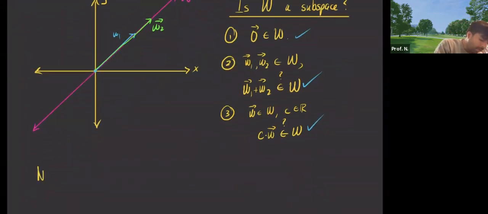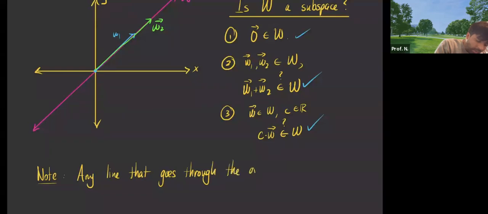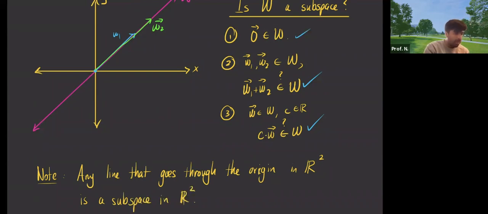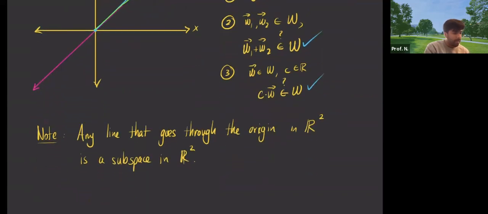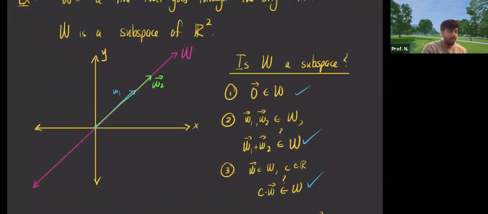So note, any line that goes through the origin in R2 is a subspace of R2. And the key point here is that it goes through the origin.